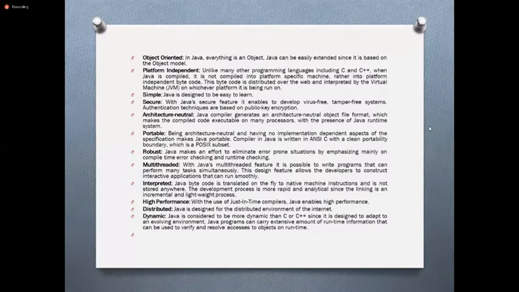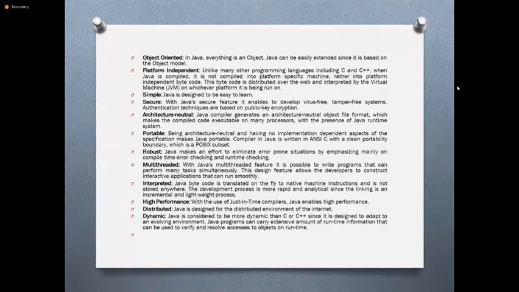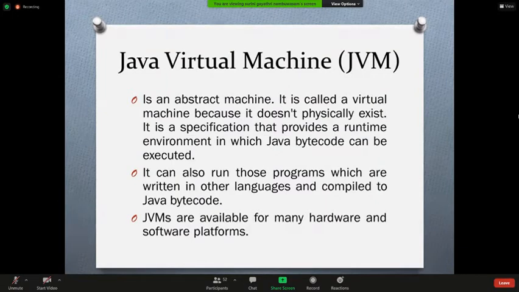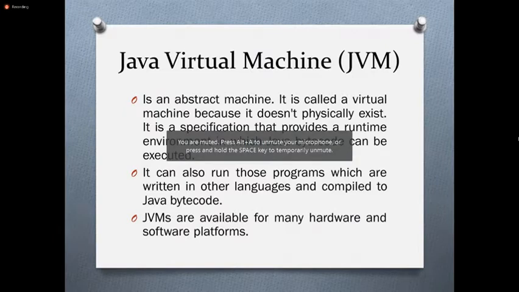And this has been adapted to all the existing environments. And Java programs can carry an extensive amount of runtime information which can be used to verify and resolve access to objects in the runtime environment. And the JVM is an abstract machine. In other terms, it doesn't physically exist. Then it can run programs which are written in other languages and compiled to Java bytecode. These are available for many hardware and software platforms. Right?